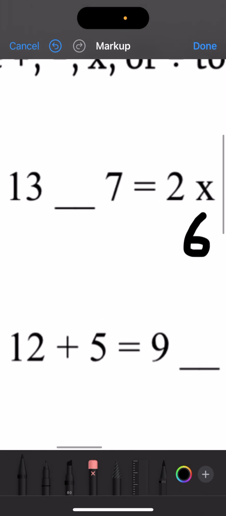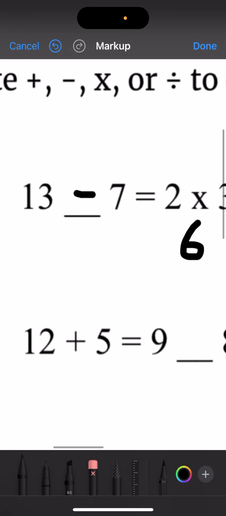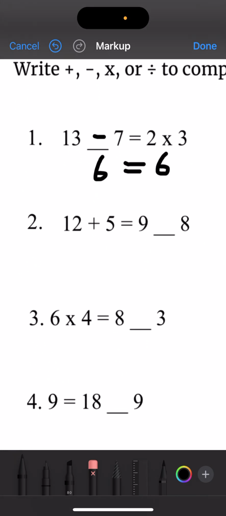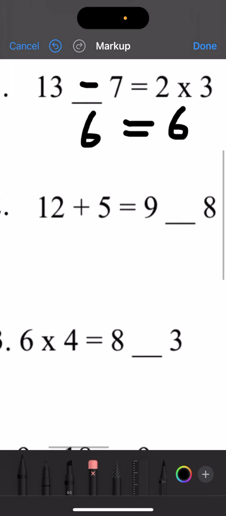13, I have a feeling it's going to be subtract, and let's try it. 13 minus 7, and we get 6, and they equal each other, so that's how we know we are correct. Let's solve this side first because we have everything.